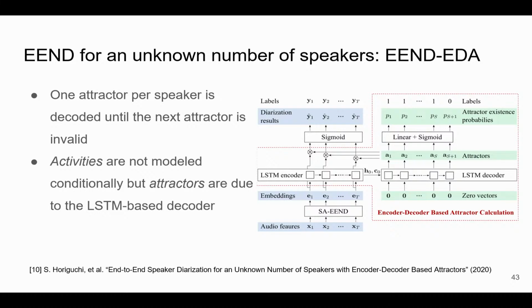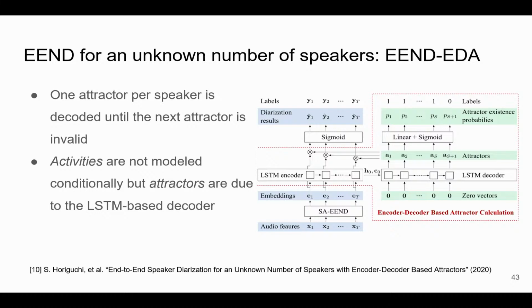How do you know how to stop? Well, you will classify each of the attractors. You take A1, and you pass it through this linear and sigmoid that will give you the probability that that speaker is valid. So when you train this model, you will show sometimes 2 speakers, and in that case, you will be showing the model 1, 1, 0. So that's a marker for stop decoding. Sometimes you will show sequences with 3 speakers, so you'll have 1, 1, 1, 0, and so on.